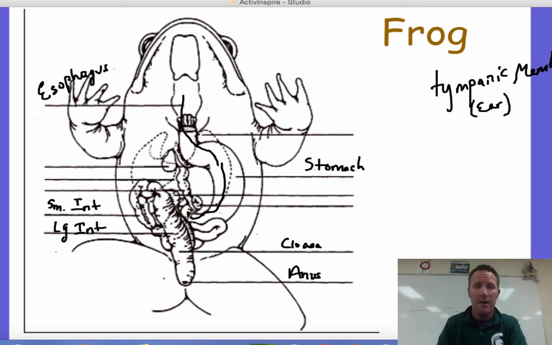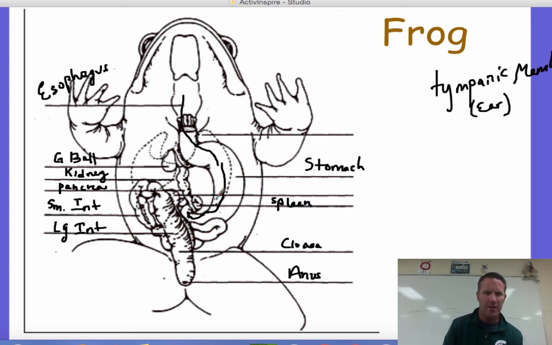Other organs we looked at, the gallbladder right here. The gallbladder stores bile, which is a digestive juice. We saw the kidneys were in the back of the frog. And we saw the pancreas was right here. And it was right here between the small intestine and the stomach. We also saw the spleen down here. The spleen is a blood reservoir. And this is probably just a part of the small intestine. I wouldn't worry about it.